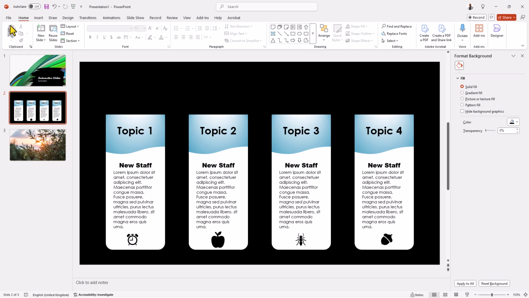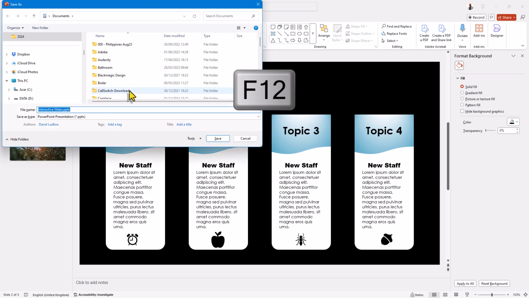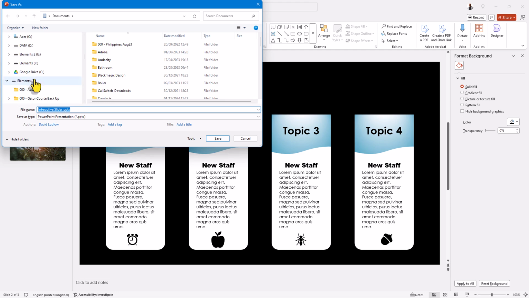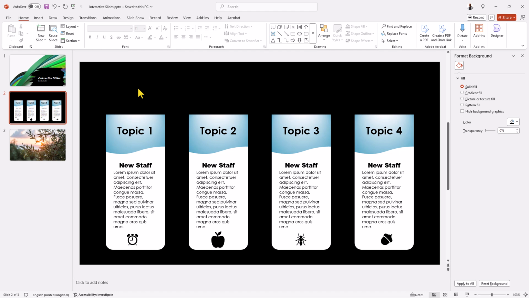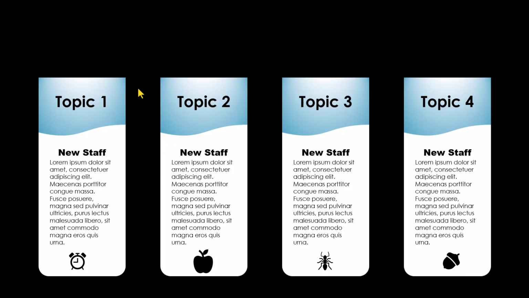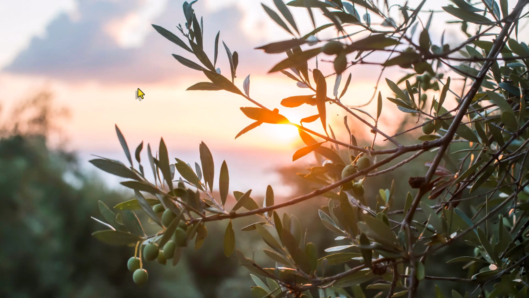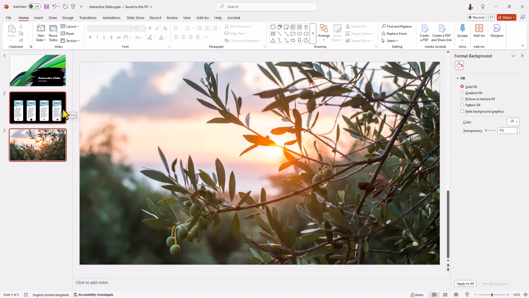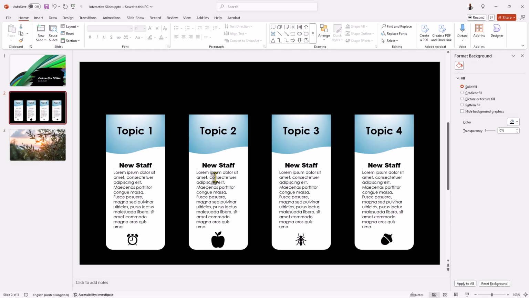What I'm going to do is save this. First of all, F12 is your shortcut for save as, and then you can go and save that. Okay, so let's see what that looks like on a full screen. So there's what it looks like on a full screen. Nothing happens. You've got all your topics there, and we only want to show them one at a time. So let's go back to it.